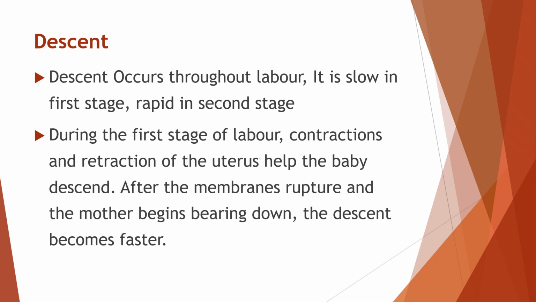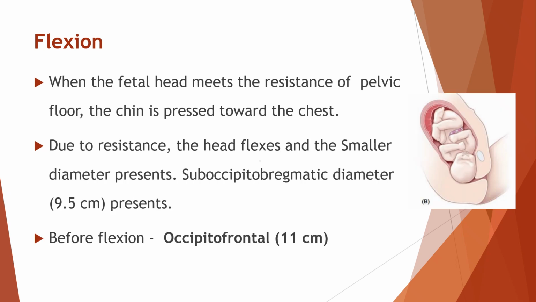This continuous downward movement helps the baby progress through the pelvis towards delivery. The next movement in the mechanism of labor is flexion. Flexion occurs when the fetal head meets the resistance of the pelvic floor during its descent. Because of this resistance, the baby's chin is pressed towards the chest, causing the head to bend forward. When the head flexes, a smaller diameter of the baby's head presents to the birth canal.